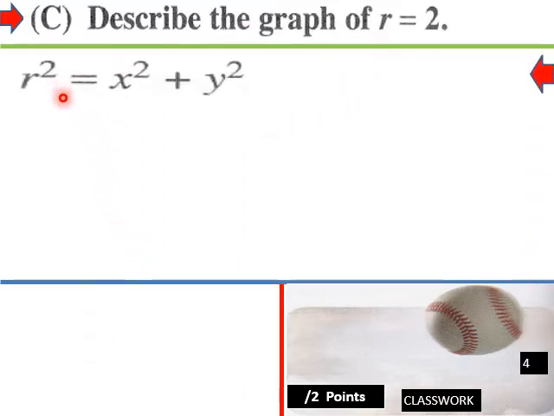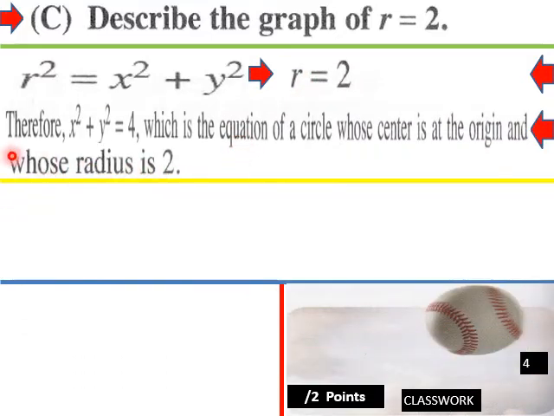Okay, so describe the graph of r equals 2. r squared equals x squared plus y squared, and we know r equals 2, so plugging in our values, x squared plus y squared equals 4, which is the equation of a circle whose center is at the origin and whose radius equals 2.